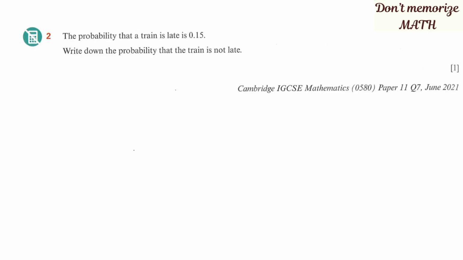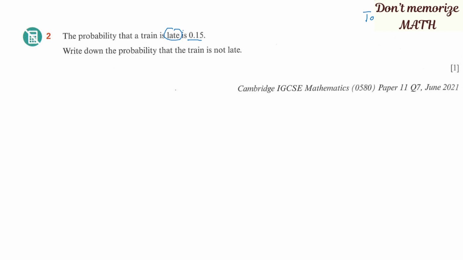Question number 2. The probability that a train is late is 0.15. About probability, you should know the total probability will always be 1. The events must be opposite. Train can be late or on time. We have only two options, right? So train can be late or on time.